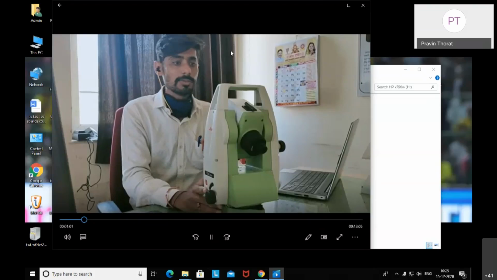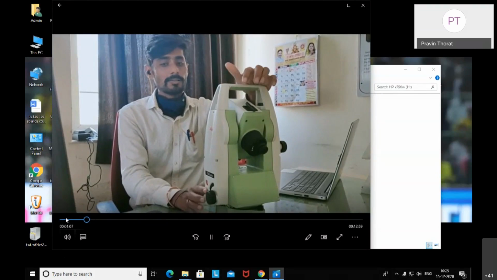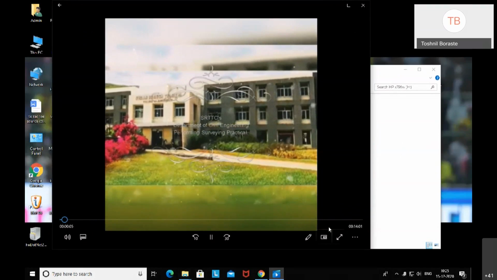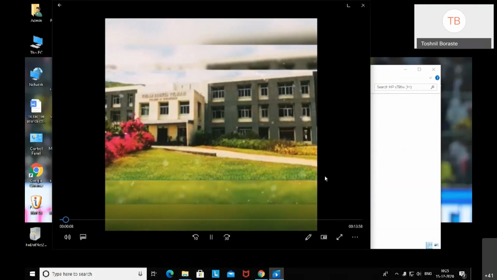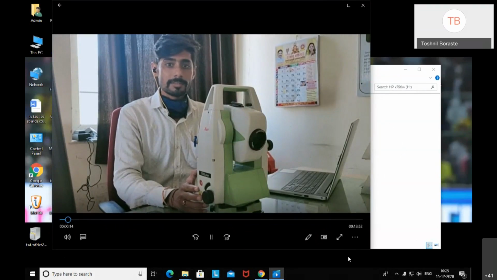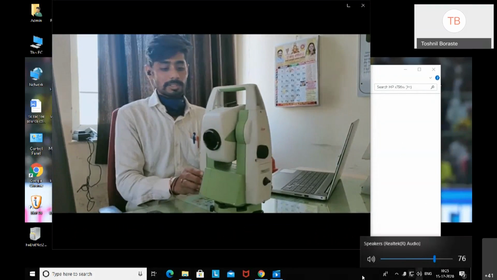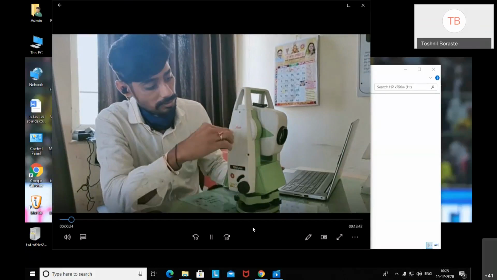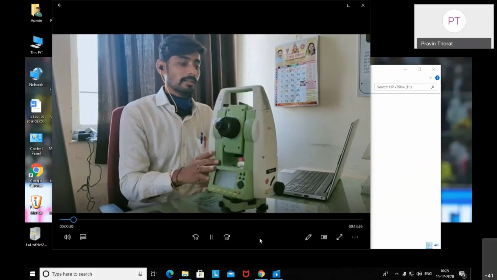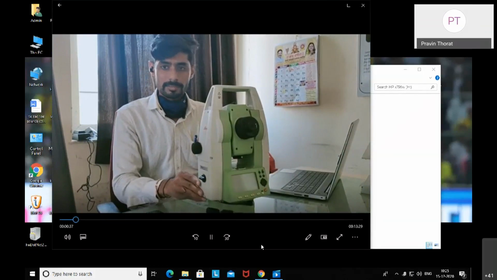So we start from the top of the instrument. So this is the handle. Good morning, all of you. Today we are here to understand the various component parts of total station. So here we present the total station made by Leica. The name of the total station is Leica TS02 Plus. This is the model name of the total station. So today we understand the various component parts of the total station.